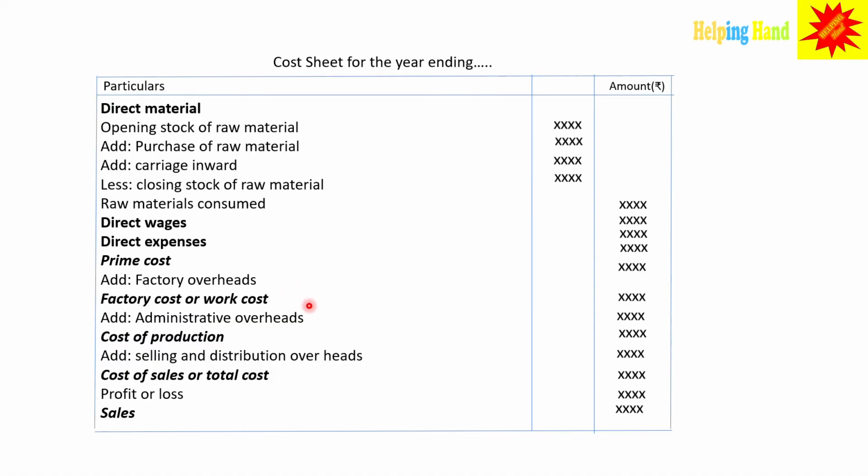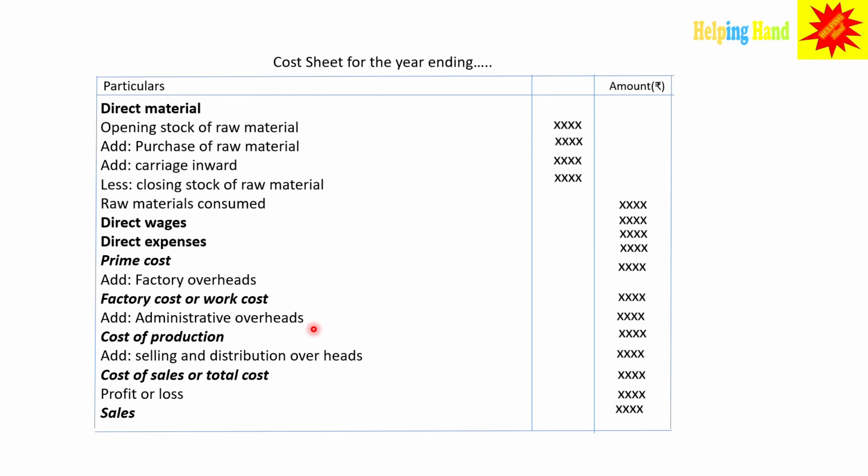Okay. Then after this, we add various administrative overheads. So what do you mean by administrative overhead? It is nothing but our business office related expenditures. So any expenditure relating to the working of an office shall be termed as administrative overhead.